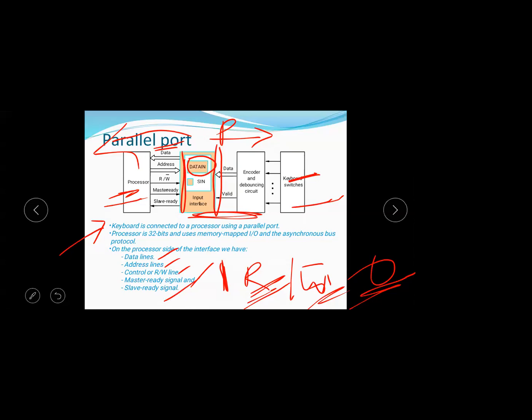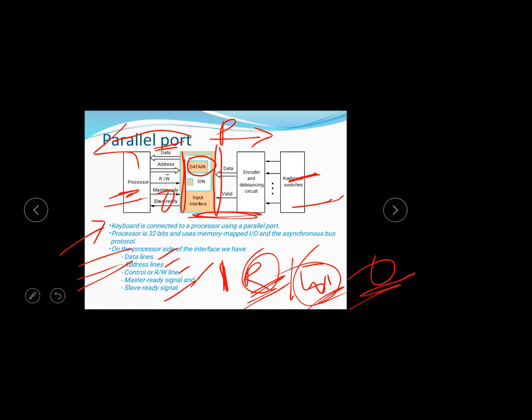Okay, this is the construction. Clear? The data lines transmit the data. Address lines specify the address of the data in the register. And to specify whether to perform a read operation or a write operation, the control signal is the read/W bar signal. Master ready and slave ready, these two are control signals to transmit the data between the processor and the keyboard through asynchronous transmission.